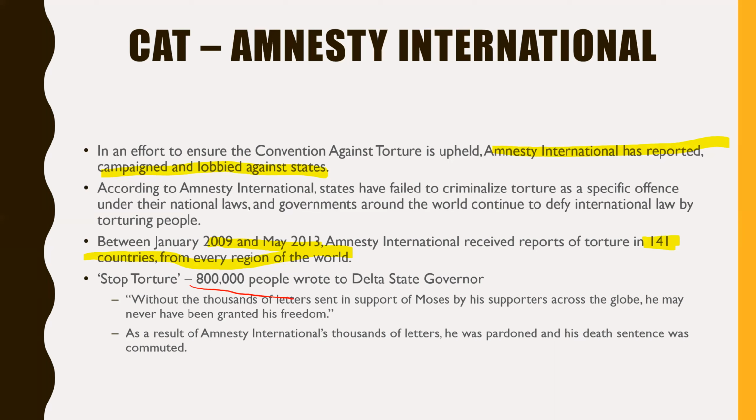So there were thousands of letters written in support of Moses. Moses was accused of armed robbery, and he was held in detention. And in that time, he was tortured, beaten, and they used machetes and all sorts of awful things against him. However, Amnesty International started a letter writing campaign, and as a result of all these letters, he was pardoned and his death sentence was commuted. So it is a success of an organization to uphold human rights and also to prevent torture from taking place. And Amnesty International play an important role because they are encouraging states to do the right thing.